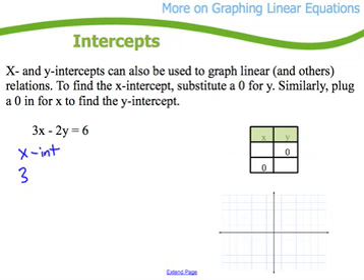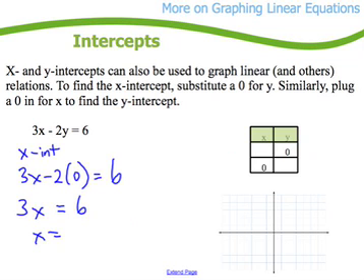I'm going to go 3x minus 2, and instead of a y, I'm plugging in a 0, because an x-intercept is any point along that line where y is equal to 0. It's equal to 6. Now I'll solve the equation. 3x minus 2 times 0 is 0. So 3x is equal to 6. Therefore, x is equal to 2.